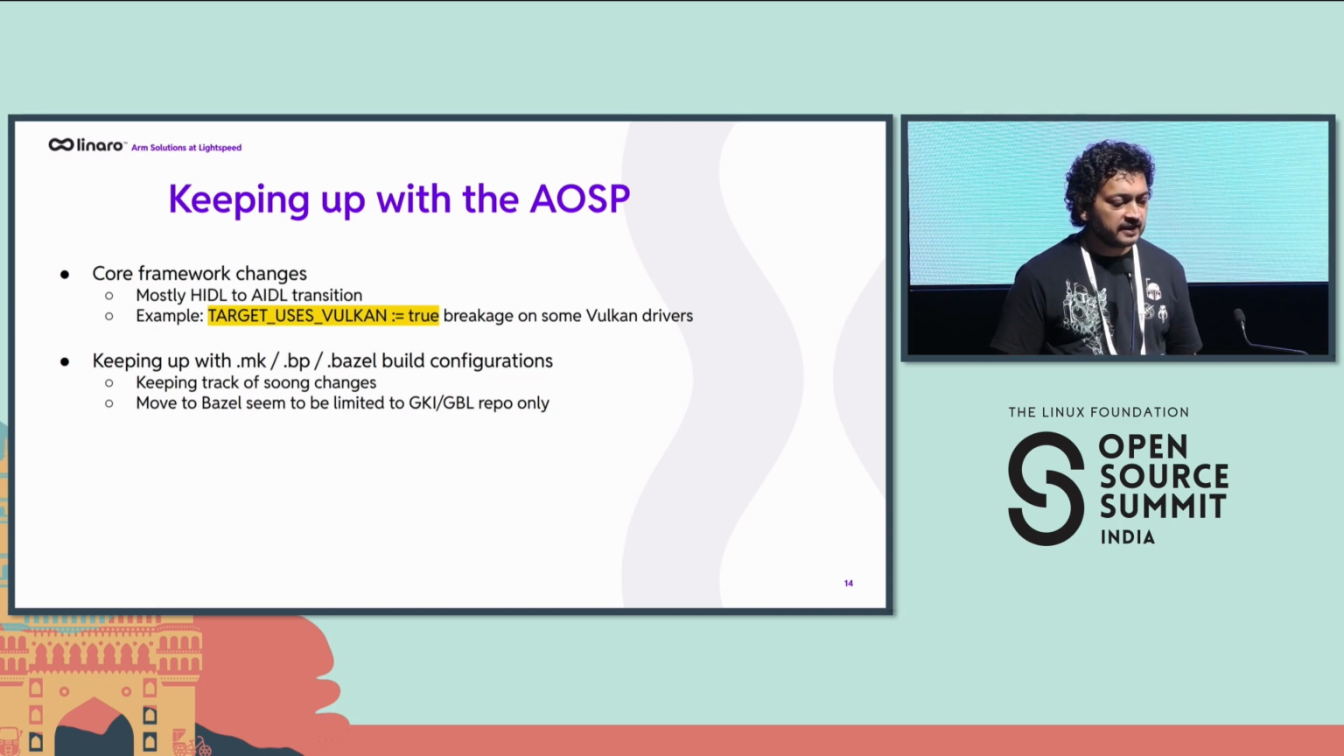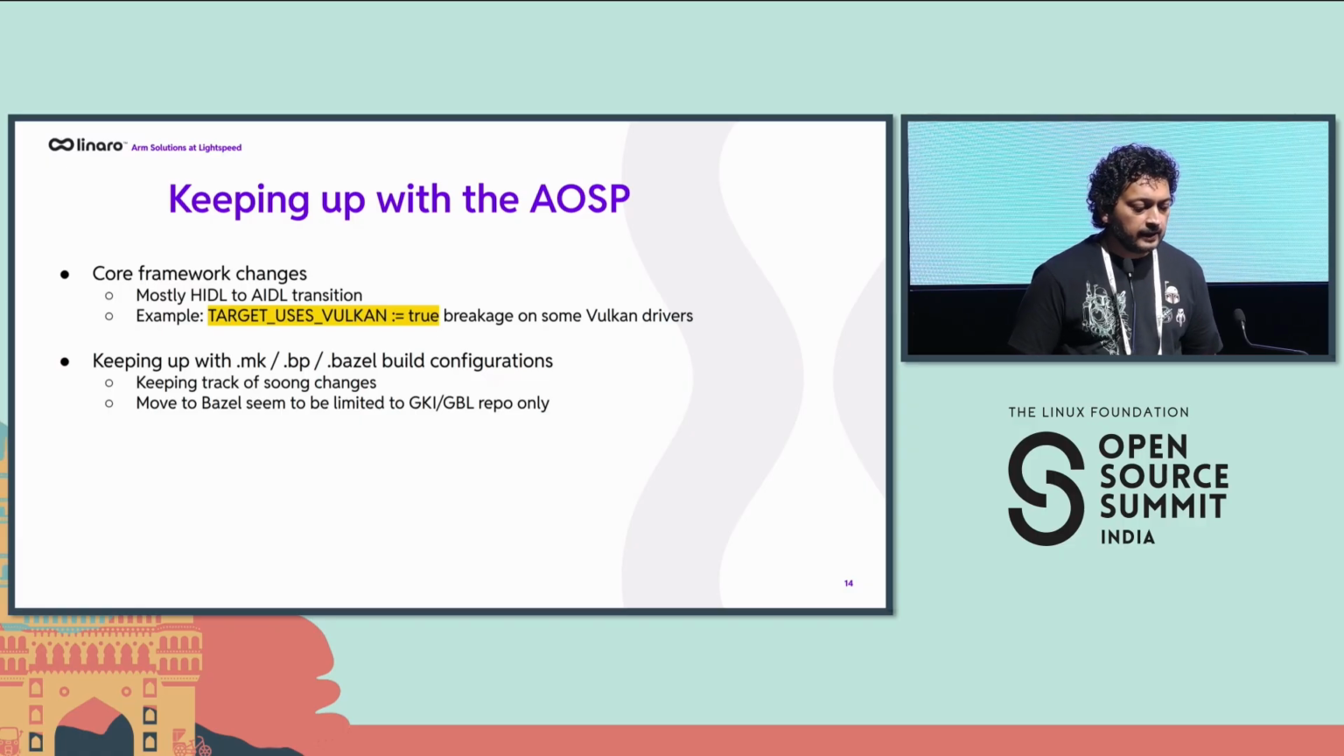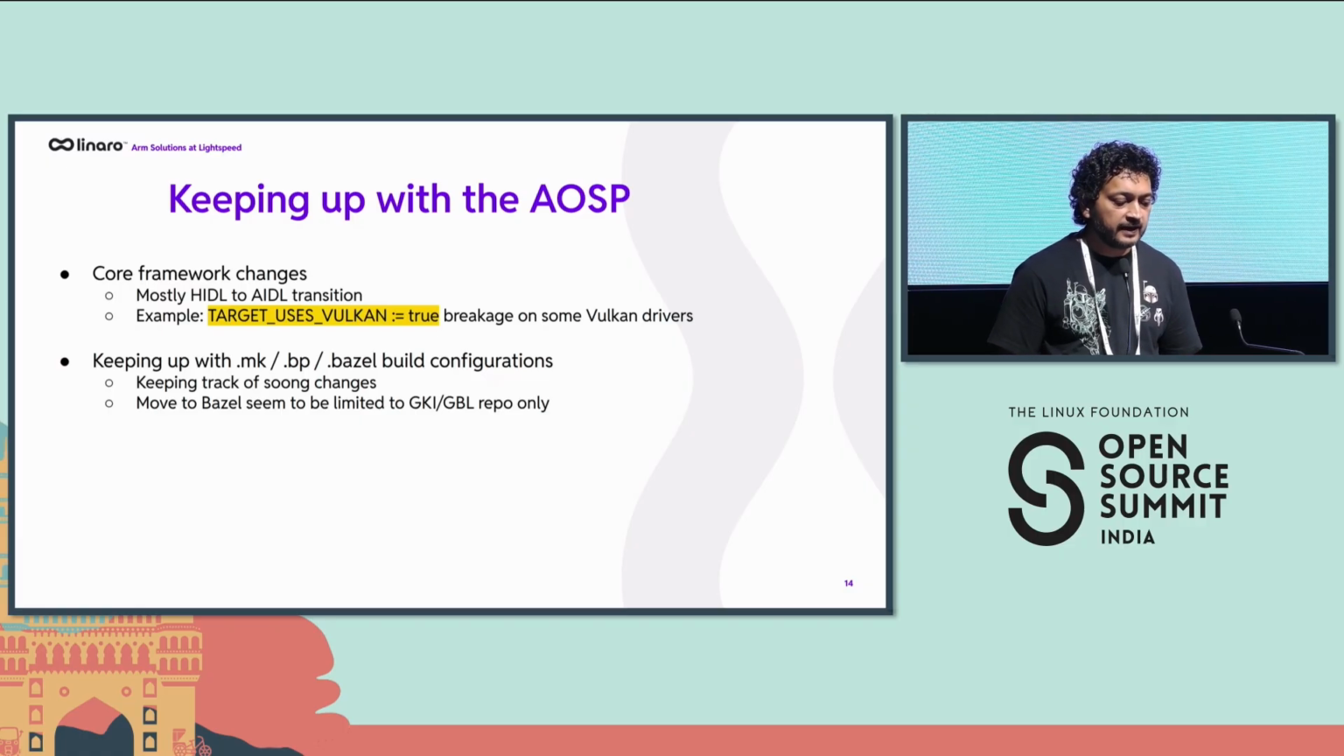A recent change in Soong disables adding additional Android.mk makefiles in the external project, and that broke a few of our projects. As of now, Android.mk makefiles are only allowed in the device configuration directory. AOSP also started moving aggressively towards the Bazel build configuration, but it seemed to be limited only to GKI and GBL build repos so far.